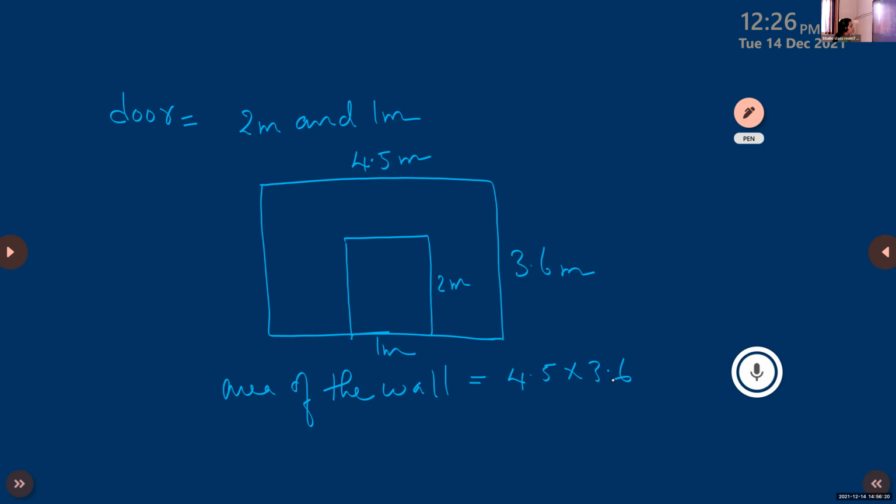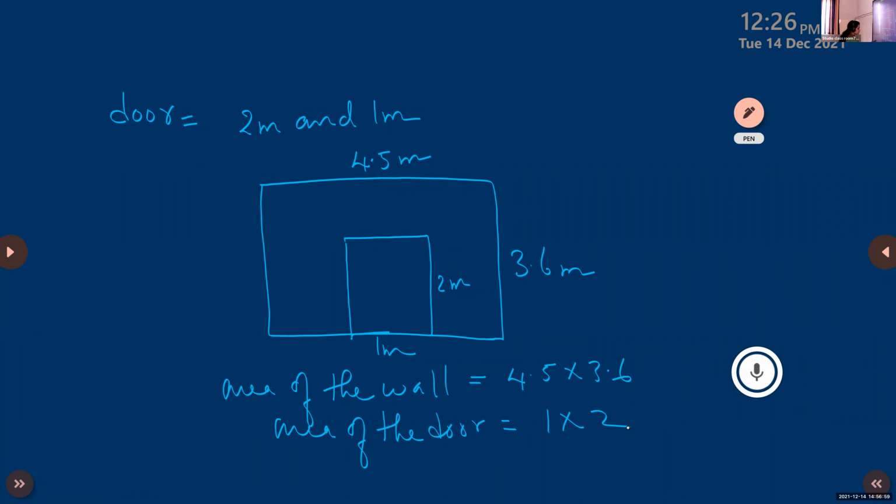Next, what you have to do? You have to find the area of the door. You will get it as 1 into 2, length into breadth. Now, both are rectangles. You have to take them as rectangles because length and breadth are different. Now, we want to whitewash only the wall, not the door. So the area of the door we have to subtract from the area of the rectangle, the area of the wall. Area of the door we have to subtract from what? From the full area of the wall.